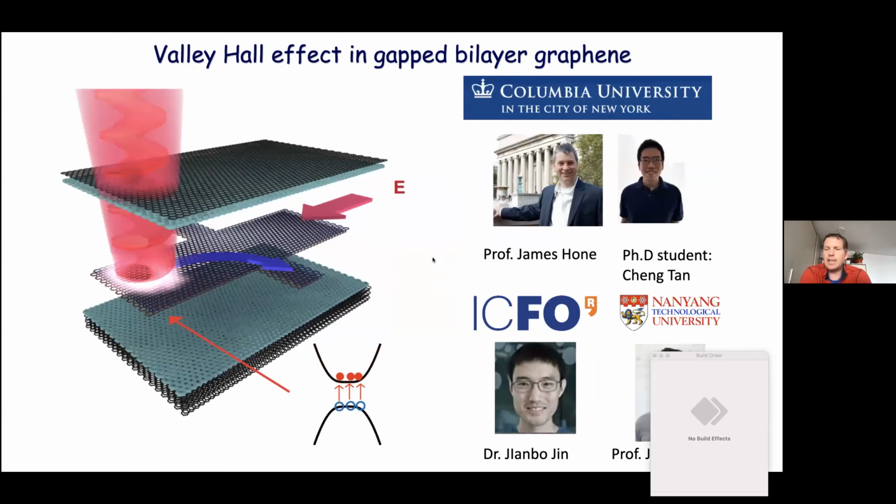So the first topic is collaboration with Jim Hone and Cheng Tan, who was a student with Jim Hone, is now at Intel, and ex-postdoc in my group, Jumbo Jin, who's now in Beijing, and collaboration with Justin Song.